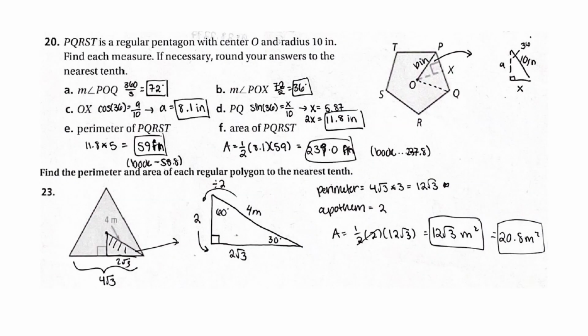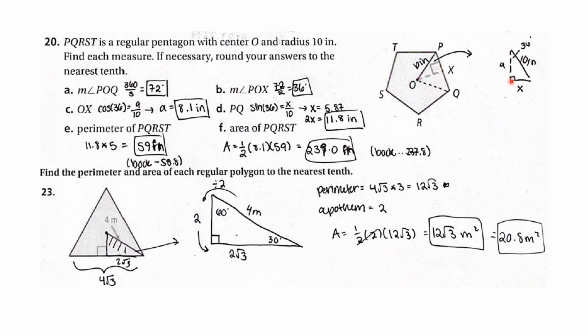All right, on number 20, we have PQRST, which is a regular pentagon with center O and a radius of 10 inches. So I sketched in my radius over here, 10 inches. And then we need to find each measure, and if we need to, round our answers to the nearest tenth. The measure of angle POQ, that's this whole big central angle here, is going to be 360 split into 5, 72 degrees. For the measure of POX, that's just split in half by the apothem, right? So 72 divided by 2 is 36. To find the length of OX, that's the apothem.